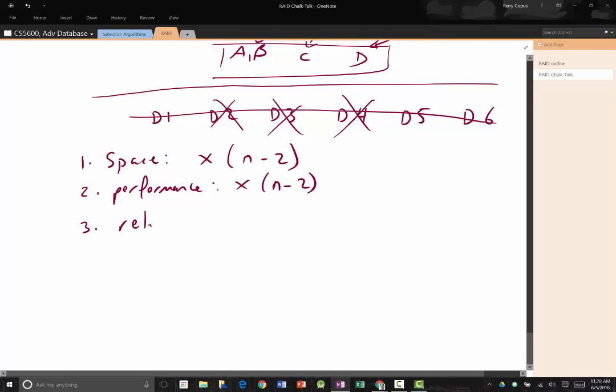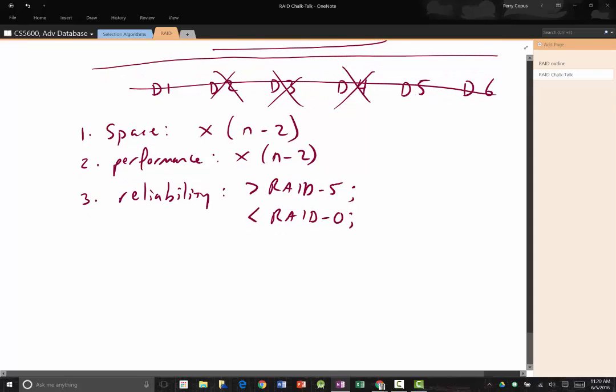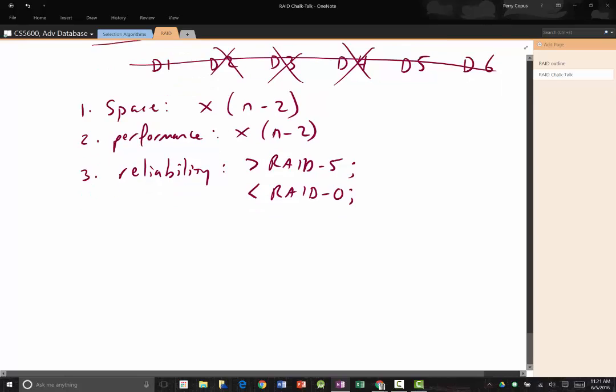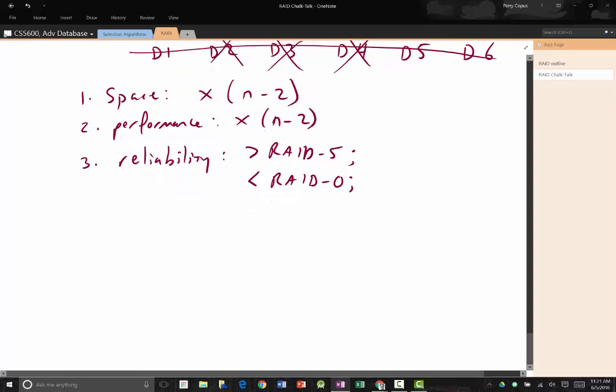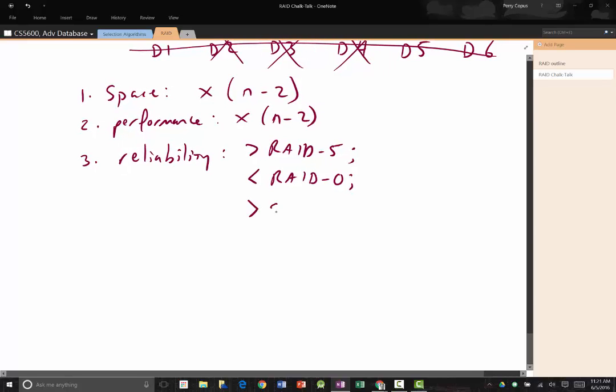And now in reliability, it's more reliable than RAID 5, less reliable than RAID 0. What about compared to a single disk? Well, with a single disk, 1 failure, and you're done. With RAID 6, it takes 3 failures, actually, before you're done. 2 failures, you can still run. So it has greater reliability than a single disk, right? Okay.